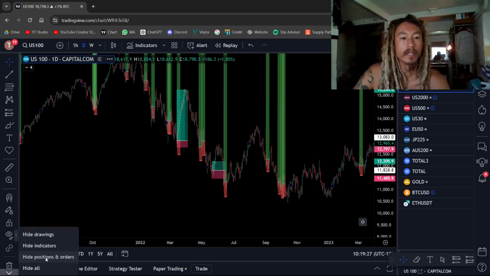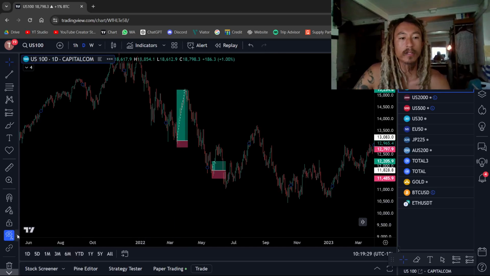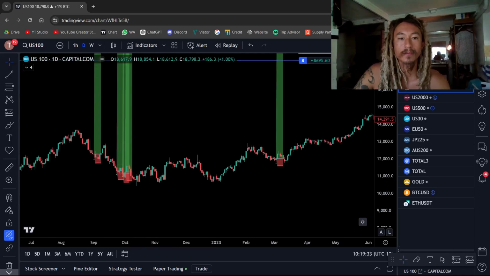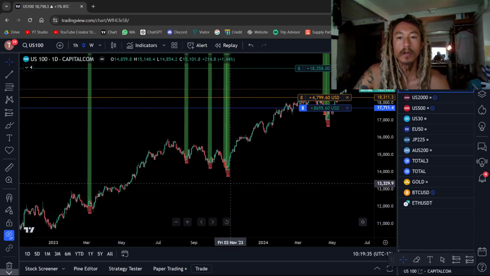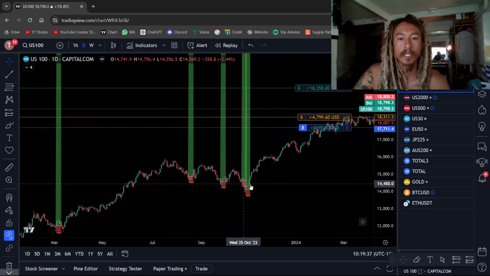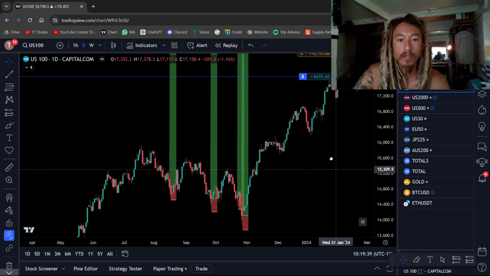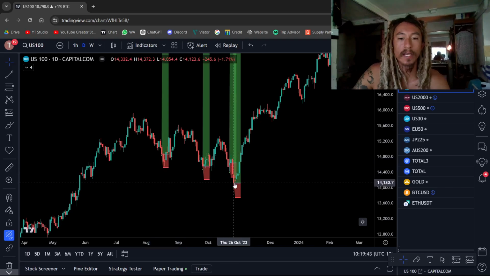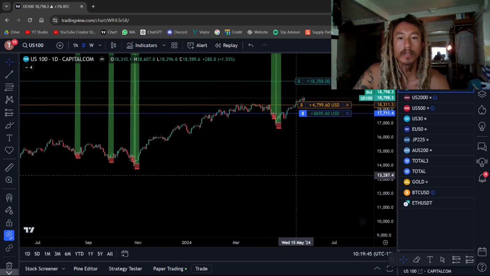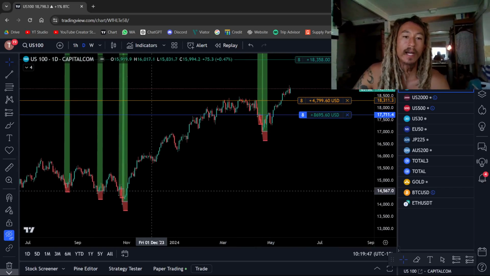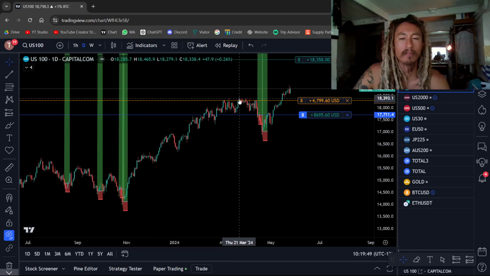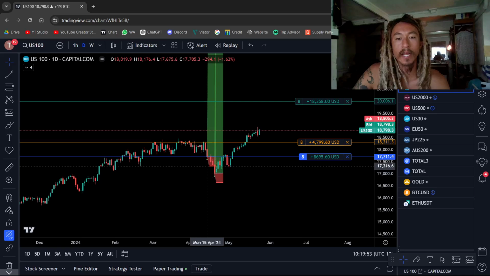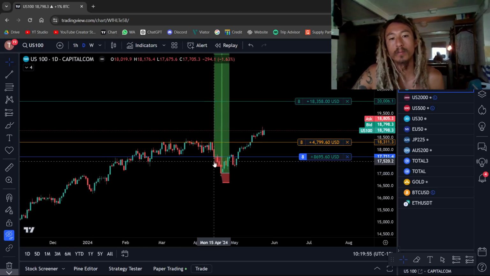Let's hide indicators, or sorry, hide drawings. I want indicators on. So what I'm noticing is we had a couple potential losers, but we had a winner right here on October 23rd. And that ran forever. Still running. And then, like I was saying, we just got a couple signals.